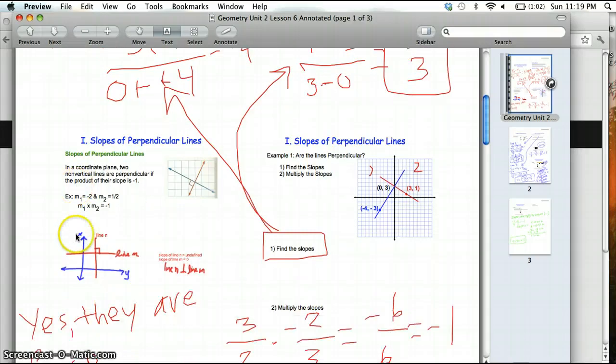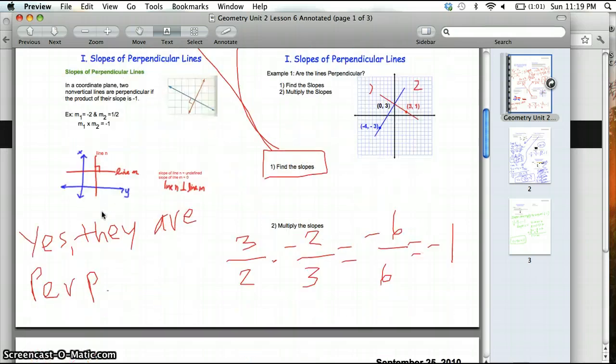So let's look down here. It says the slope of perpendicular lines. In a coordinate plane, two non-vertical lines are perpendicular if the product of their slopes is a -1. Now, this diagram here shows two lines that are perpendicular. The way that we prove those lines are perpendicular is if their slopes multiply to -1. So, for example, the slope of line 1 is -2 and the slope of line 2 is 1/2. So -2 times 1/2 is -1. Therefore, we could say that these two lines are perpendicular.